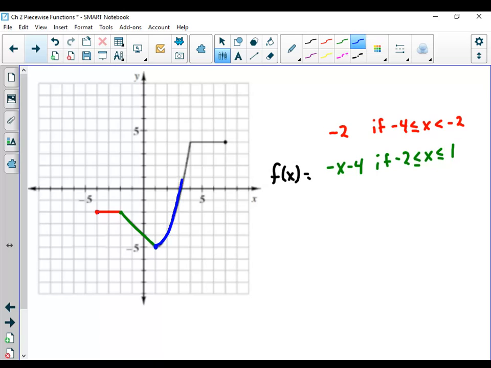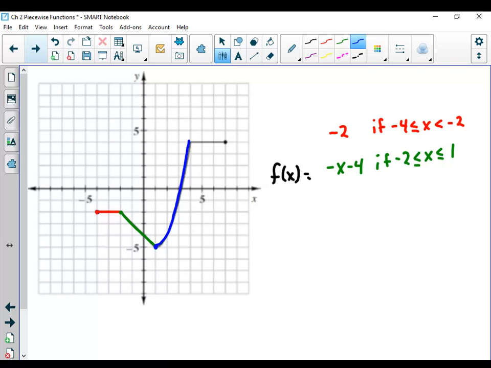But we've got this function here. Well, it kind of looks like it's half of a parabola, which means if I were trying to come up with an equation, I'm going to have an x squared in there somewhere.